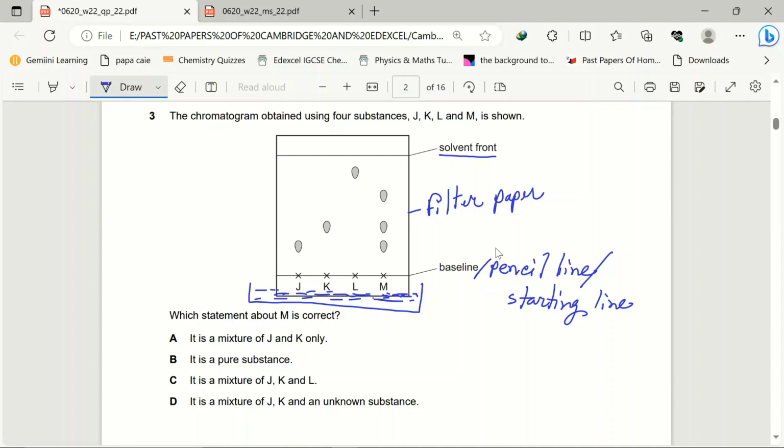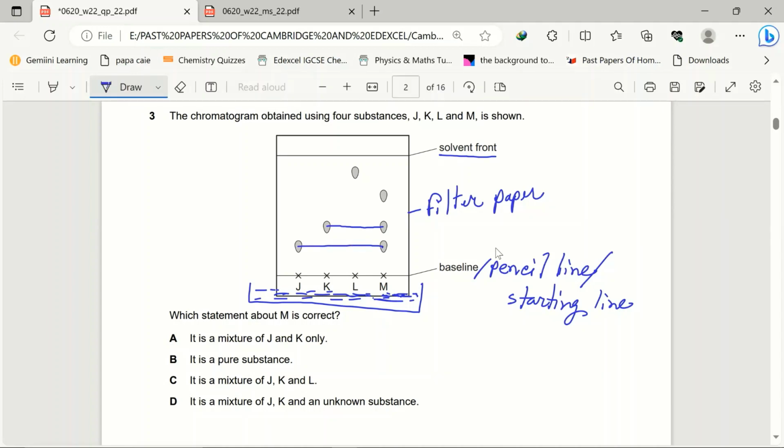So we can see J, K, and L, all of these spots are made of a single dye or single chemical. Whereas M has 3 different spots, meaning it is made of 3 different chemicals. So what they are asking is which statement about M is correct? It is a mixture of J and K only. So K, we have one spot which is aligned or has the same Rf value, they have traveled the same distance from the baseline. So we can see K is fine. J, yes, this is also fine.